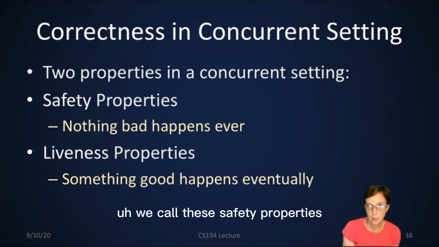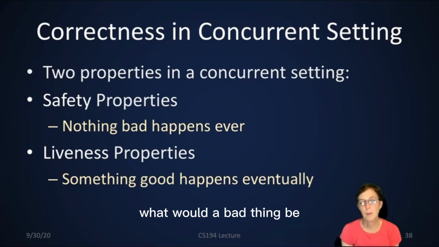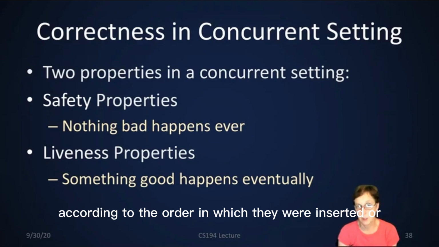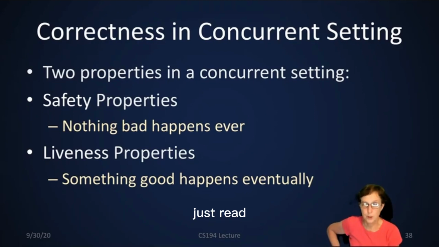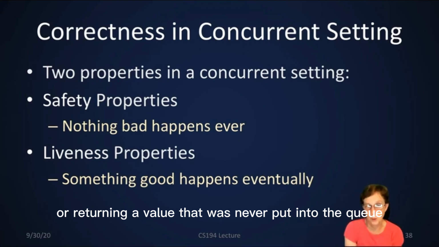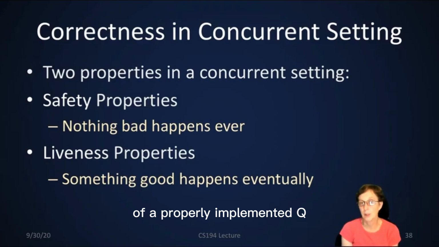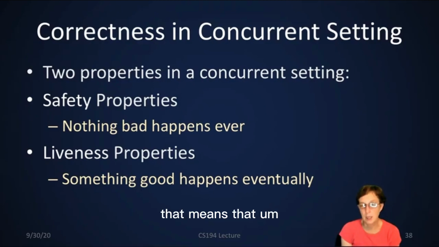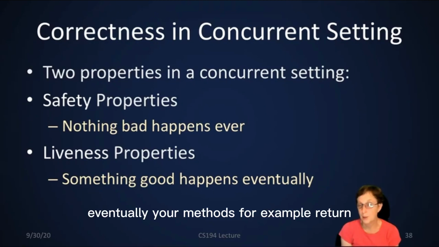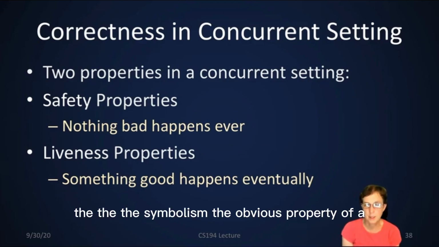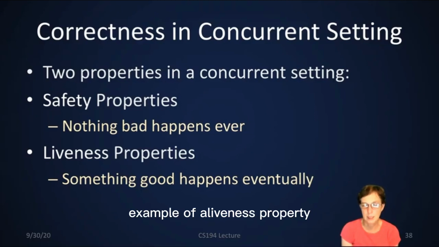We call these safety properties. That means that nothing bad ever happens. What would a bad thing be? A bad thing would be returning the wrong value. That is, for example, returning an element of the queue that was not at the head according to the order in which they were inserted, or crashing, right? Or returning a value that was never put into the queue. Those would all be safety properties or violations of safety properties of a properly implemented queue. A liveness property says that something good eventually happens. That means that eventually your methods, for example, return, that they terminate also. So termination is kind of the simplest and the obvious example of a liveness property.